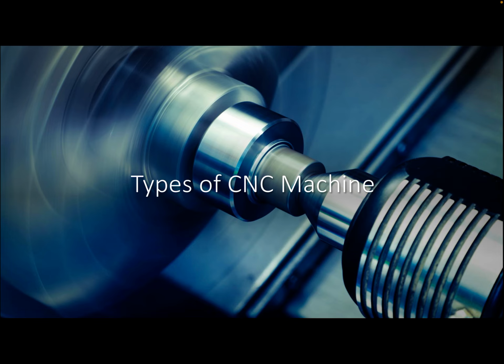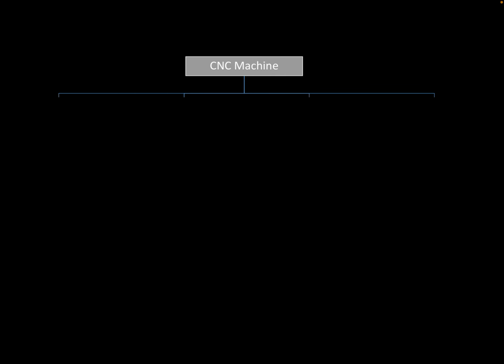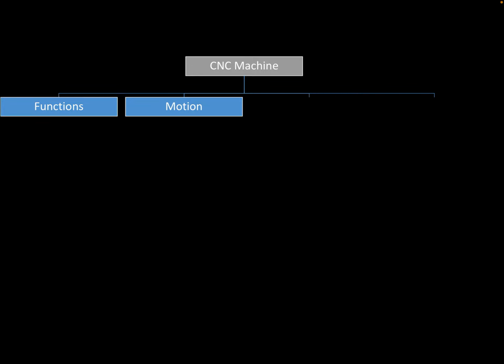So students, in today's lecture we will discuss the types of CNC machines. CNC machines can be classified according to their working, according to the number of axes, according to the number of control loops, and many other ways. In this lecture we will classify them according to the functions of the CNC machine, and then according to the motion of the CNC machine.